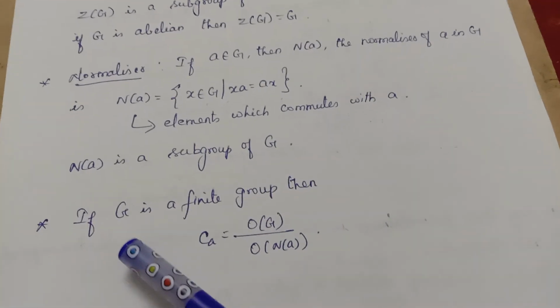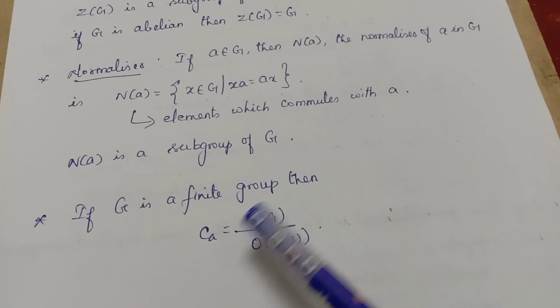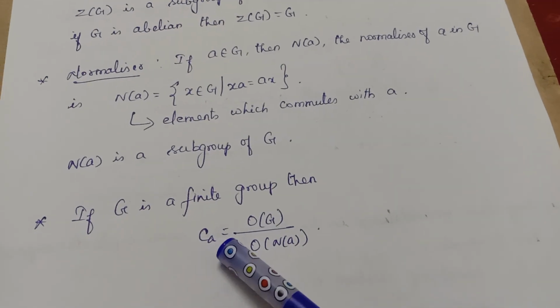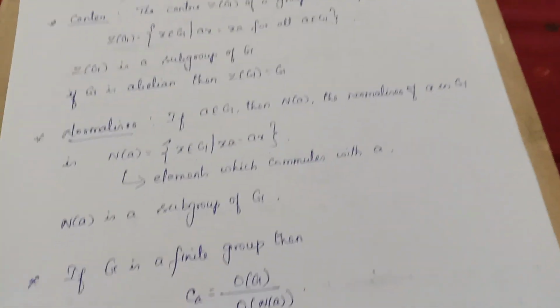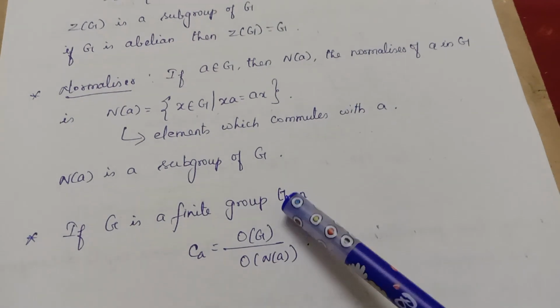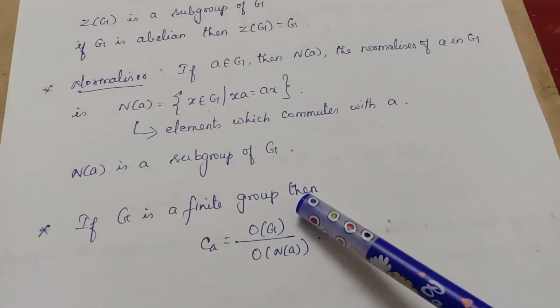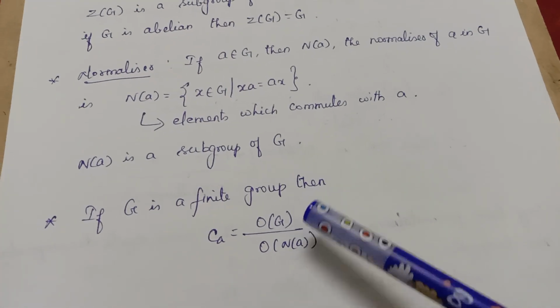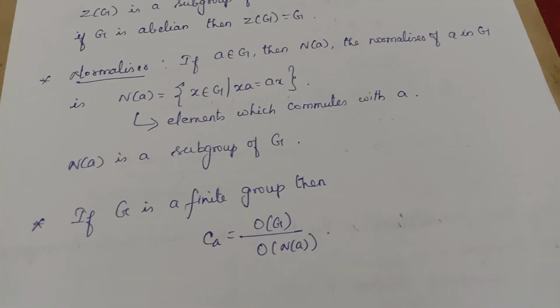Next, if G is a finite group, then the number of elements in the conjugate class of A equals order of G divided by order of N of A. Order of G means the number of elements in the original group, and order of N of A means the number of elements in the normalizer of A. That will give you the number of elements in the conjugate class. Now let's see what the class equation is.